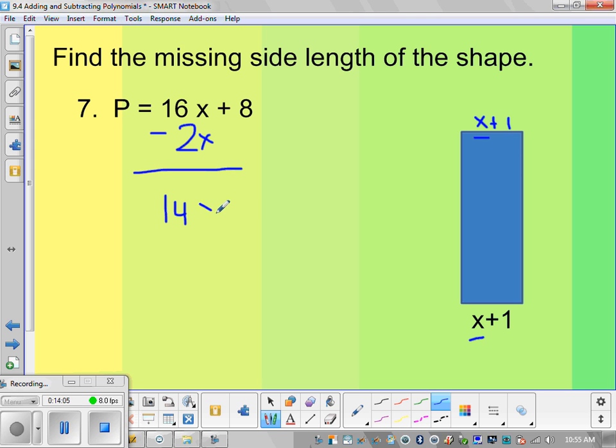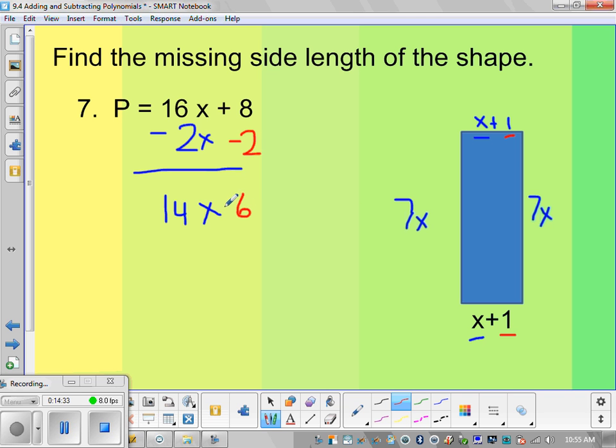I'm going to give half of them to each height. So I'm taking my 14 and cutting it in half. 7 of the x's go here, 7 of the x's go here. When I look at the constants, I have 1 plus 1, which is 2. So I've used up 2 of the 8. That means I have 6 left.